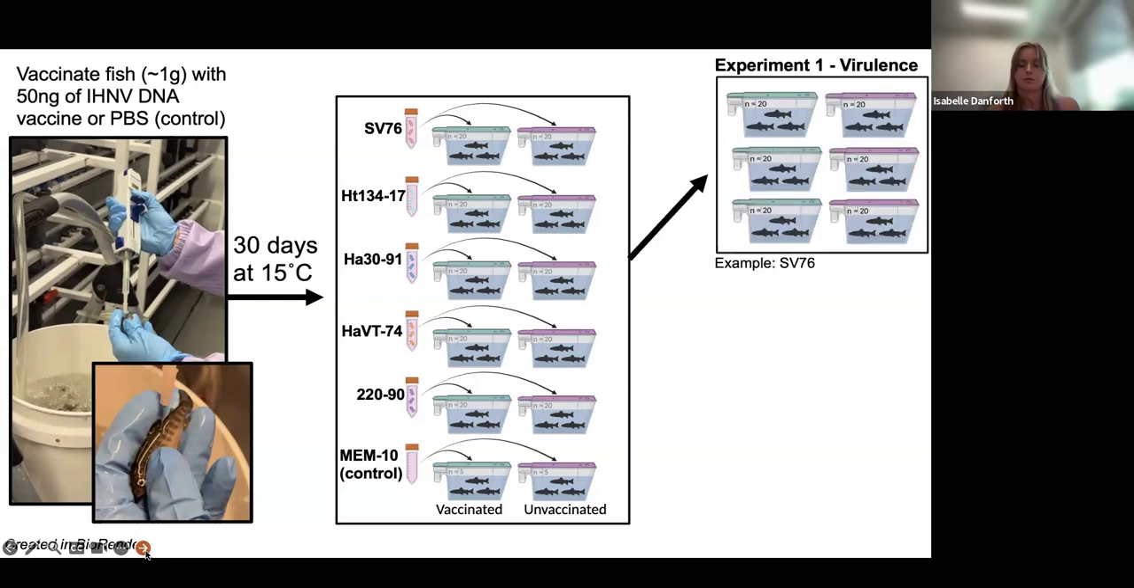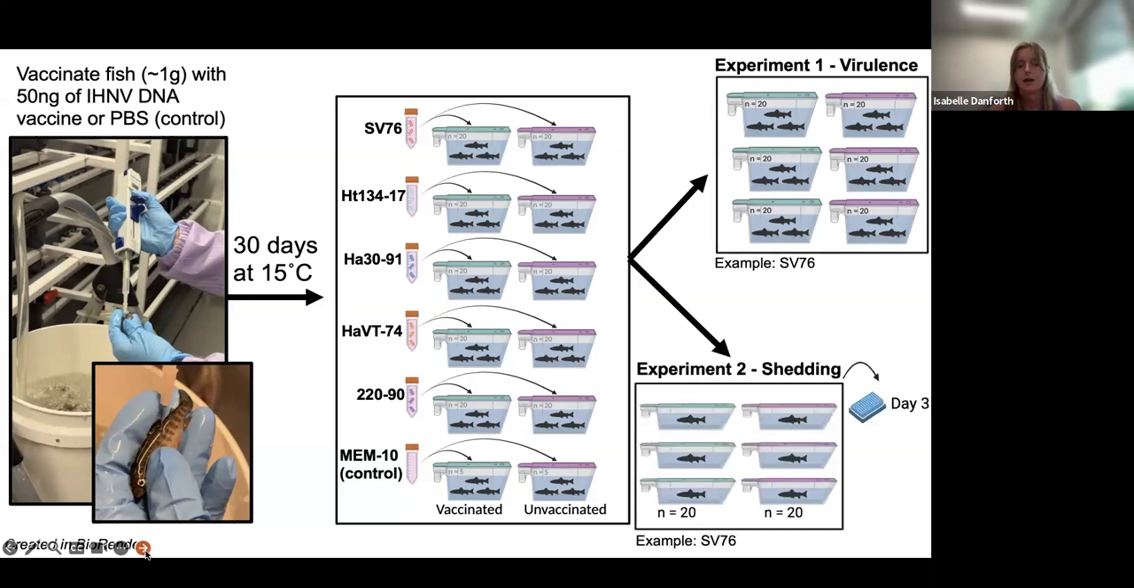The first experiment we ran was a virulence assay where we exposed triplicate groups of 20 fish to one of the 5 IHNV isolates and then tracked mortality over the course of 30 days. And in the second experiment, we conducted shedding assays where we exposed the fish in the same way, but then transferred them to individual tanks and took water samples on day 3 post-exposure to quantify the amount of viral RNA in the water at that time point. And we used the digital qPCR assay that Hannah mentioned earlier.